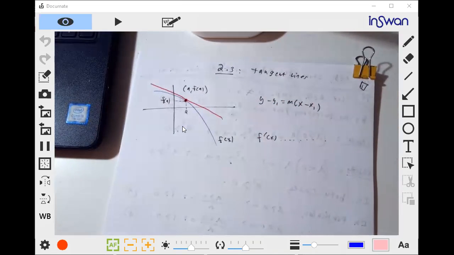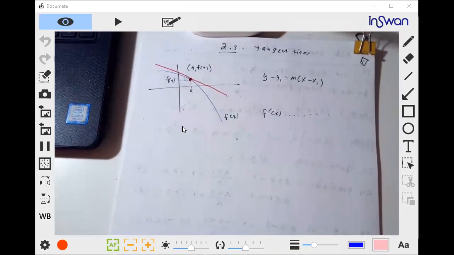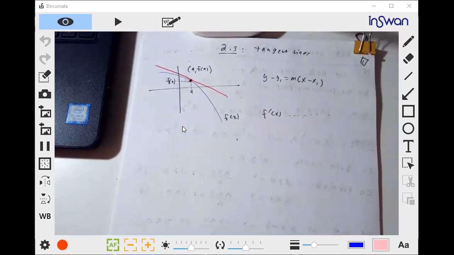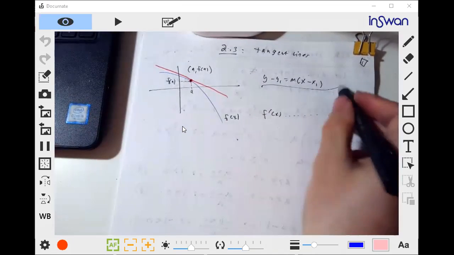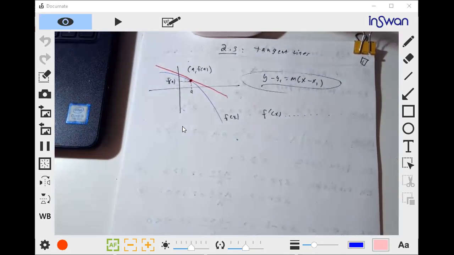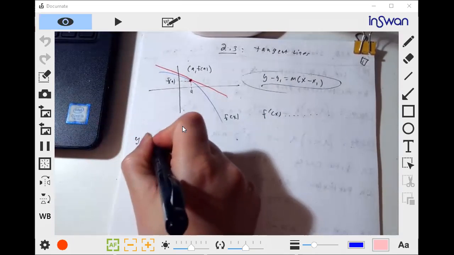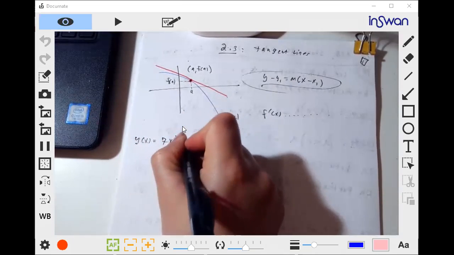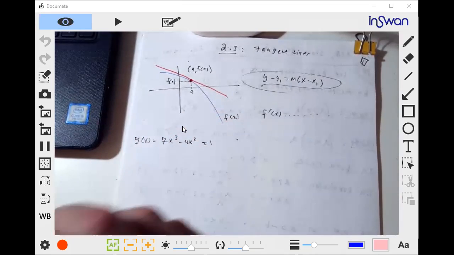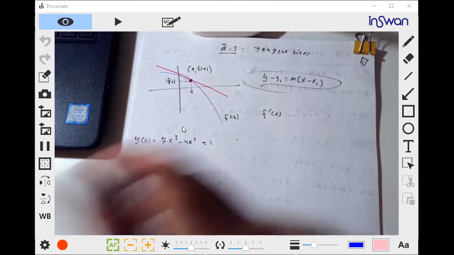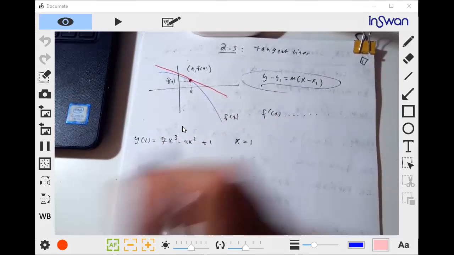Theoretically, given any function whose derivative we can take, we can evaluate it at any point f of a, find out what the slope is, then pick that point, stick it in the point slope form, and construct an equation for the tangent line. So for example, let's take this function, 7x cubed minus 4x squared plus 1 at x is equal to 1.